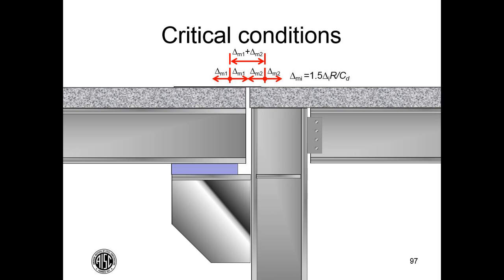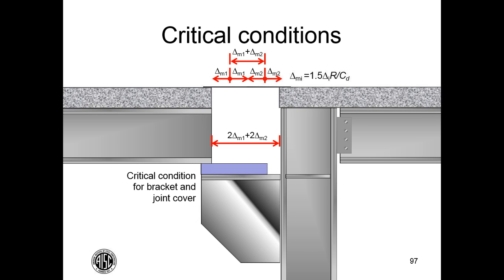And then they could move apart, and that is the critical condition for the bracket. So you will have the maximum eccentricity on this bracket, and you need to make sure the bracket is designed for that condition. And it's also the critical condition for the joint cover, the maximum span that that joint cover has to see. And every time I've showed this slide to anyone at AISC, they always say, well, don't you really need a stiffener there?